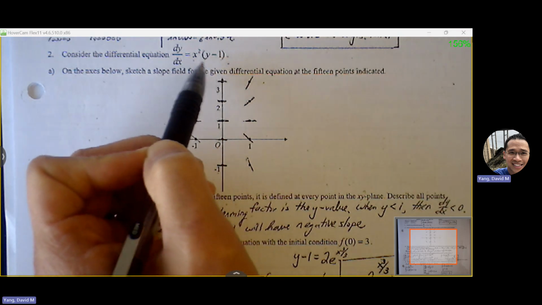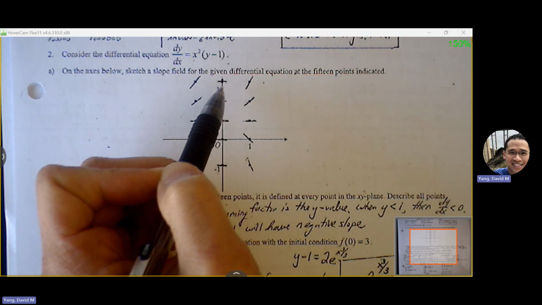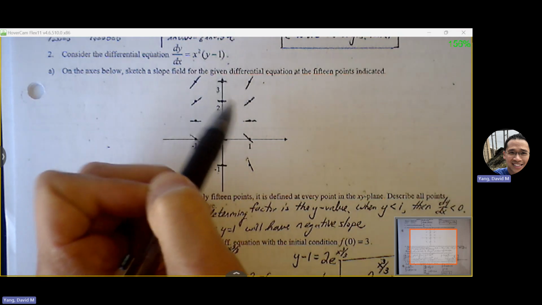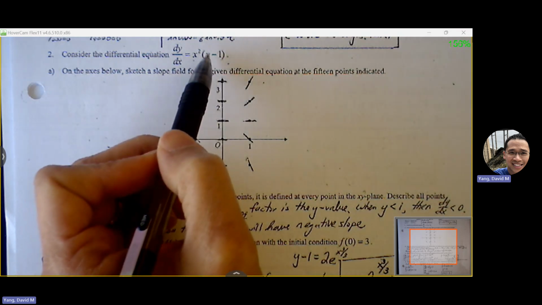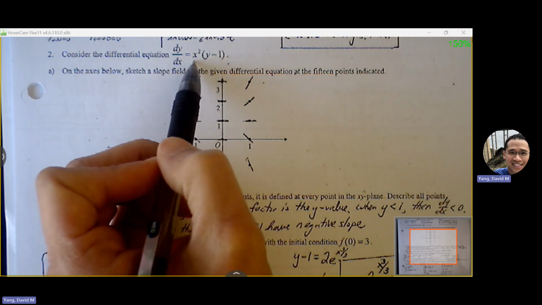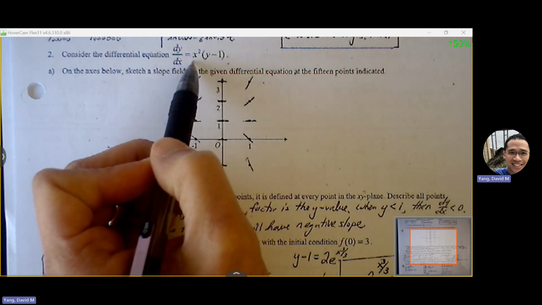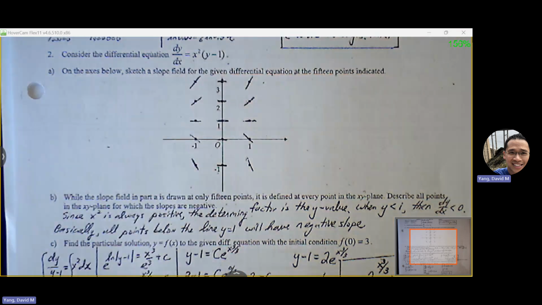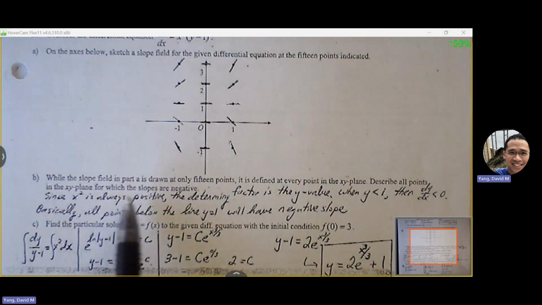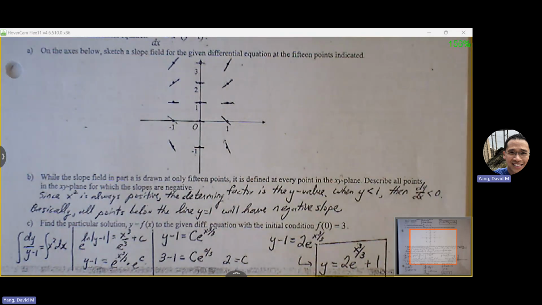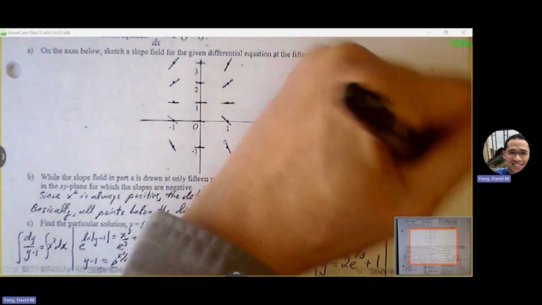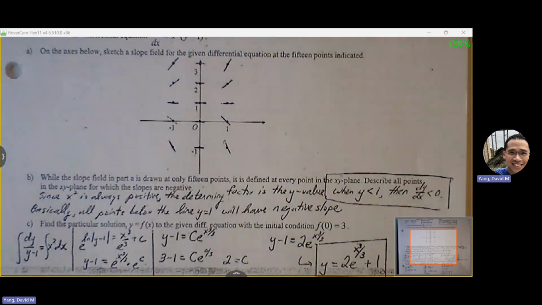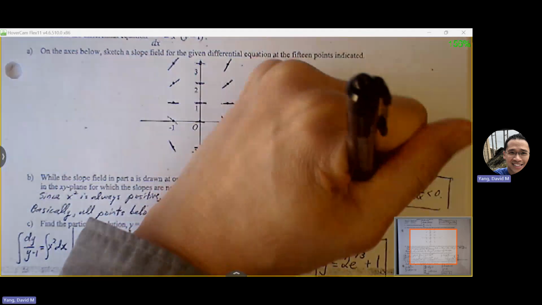So we have two conditions for our differential equation being negative, or the slope field being negative: when y is less than 1 and x doesn't equal 0. Why? Because when x is 0, then this whole thing is 0, and 0 is not considered negative. So we have to write out both those conditions. Since x squared is positive, we just have to write this out: when y is less than 1 and x doesn't equal 0.